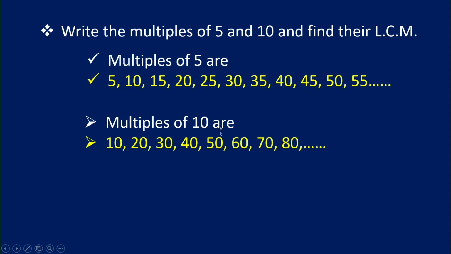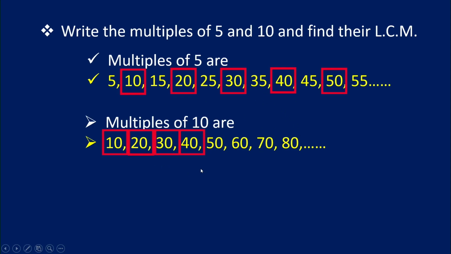Now try to find common multiples here. All these are common multiples. Now observe, any observation have you found here? These are the multiples of 5 and these are the multiples of 10. Common multiples are 10, 20, 30, 40, 50. All these are common multiples of both.